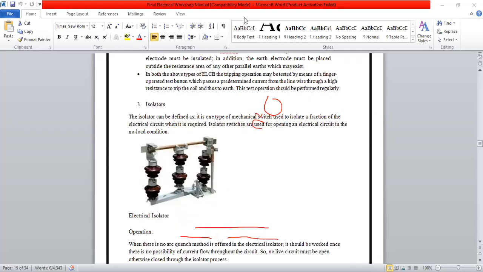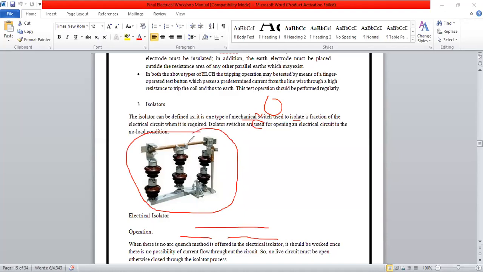Now the isolator. The next switchgear equipment is the isolator. The isolator can be defined as one type of mechanical switch used to isolate a section of the electrical circuit when it is required. Generally the isolator is used in the switchyard or in the MSCB.